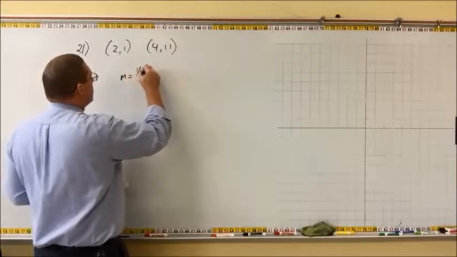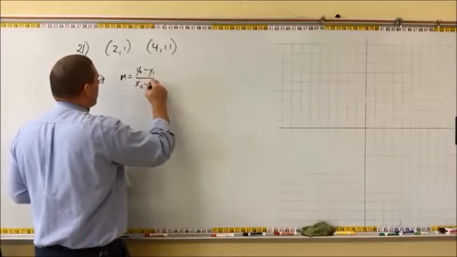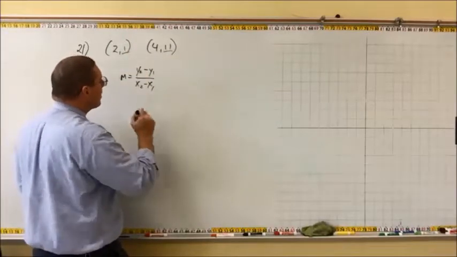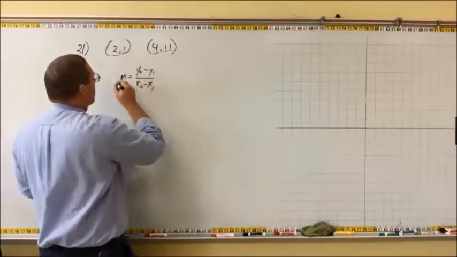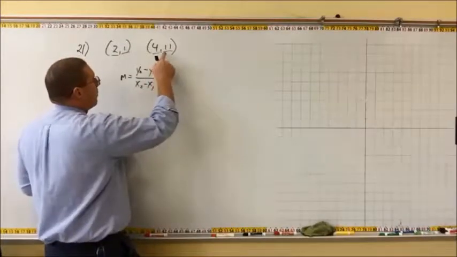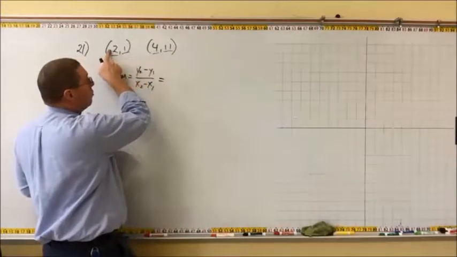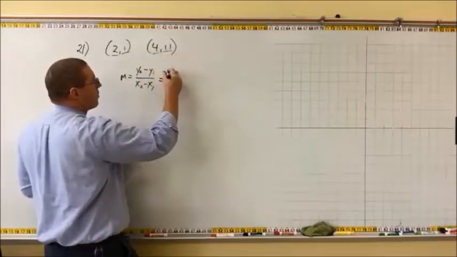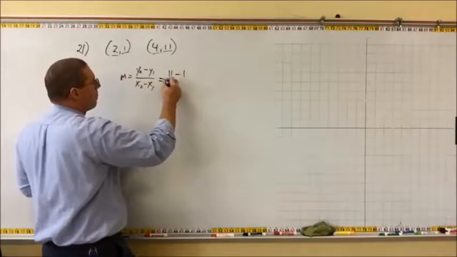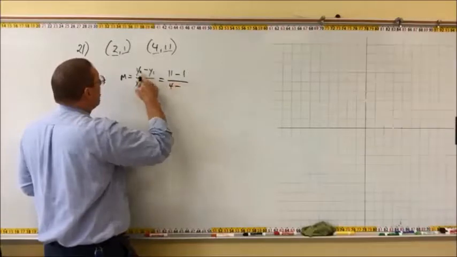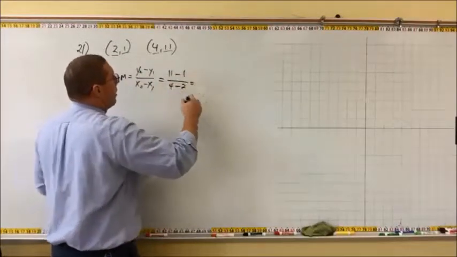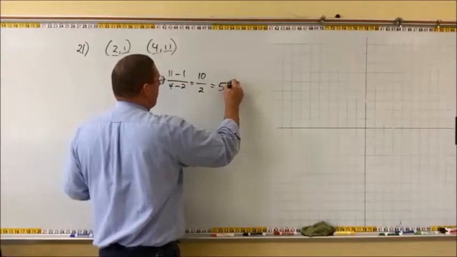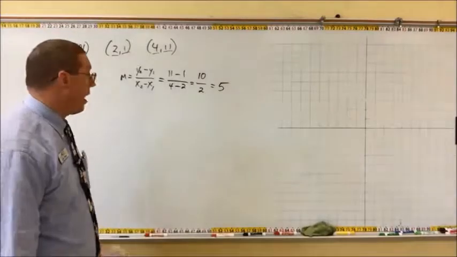Slope is equal to y2 minus y1 over x2 minus x1. So I need the two y values. There's a y value, there's a y value. And I need the two x values. Here's an x value, here's an x value. All right. I'm going to go over to the second one. See, this is a 2, this is a 4. The x is larger, that makes this my x2, and that makes this my y2. So y2 is 11, minus y1 is 1, over x2, 4, minus x1 is 2. 11 minus 1 is 10, 4 minus 2 is 2, and 10 divided by 2 is 5. And so the slope is 5.